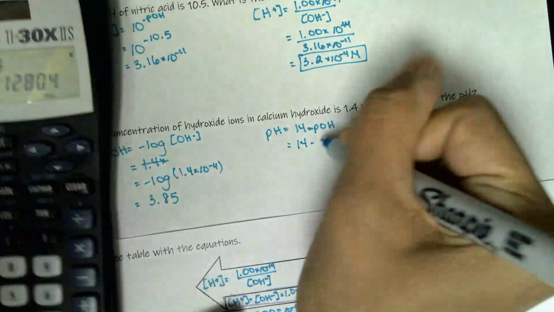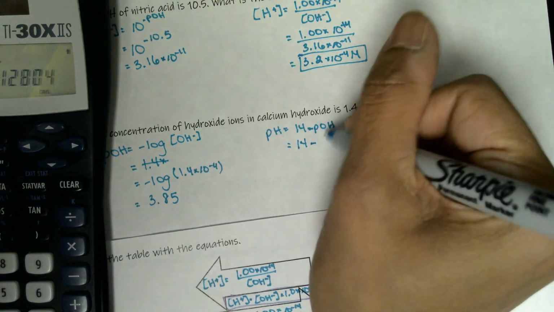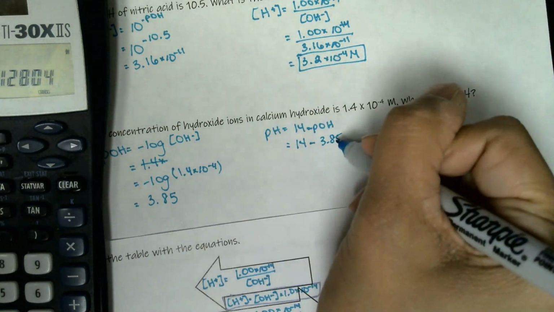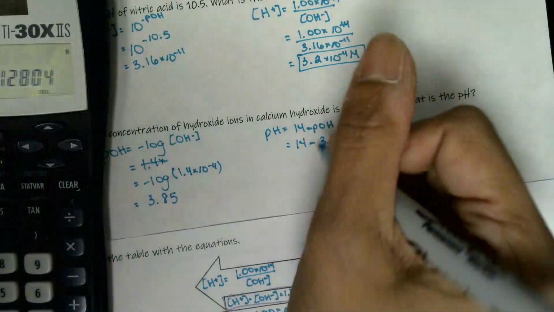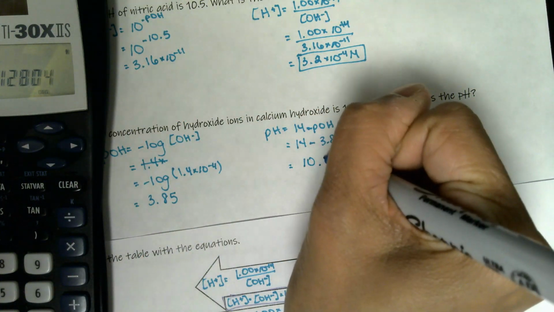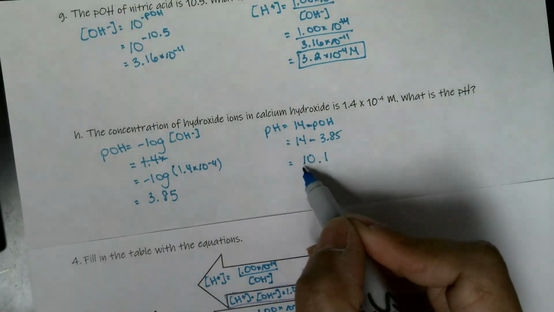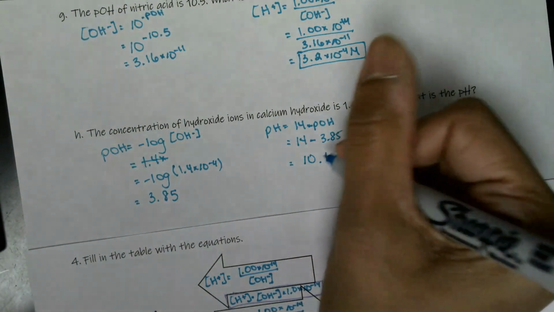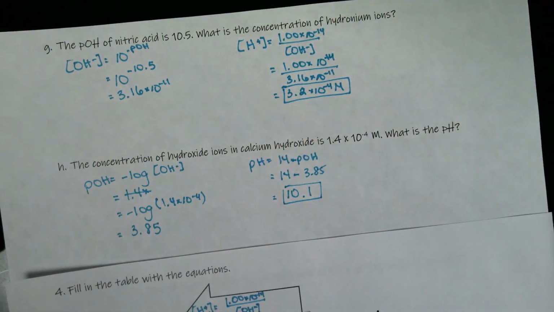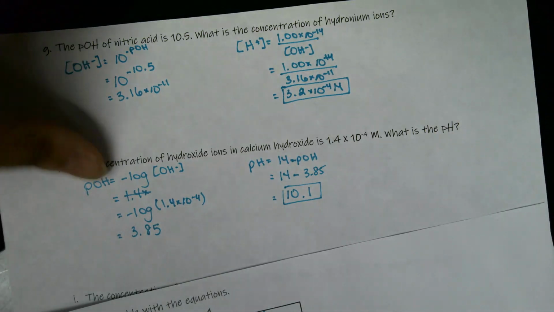14 minus, and if you're doing this on an AP exam, you can say minus 3.85, or you can say see previous answer, or you can merge the two equations together, and that's kind of fun. Said no one ever. 10.1 would be your pH for this. This ends up being more in the basic range, which makes sense because we have a lot of hydroxide ions in there.